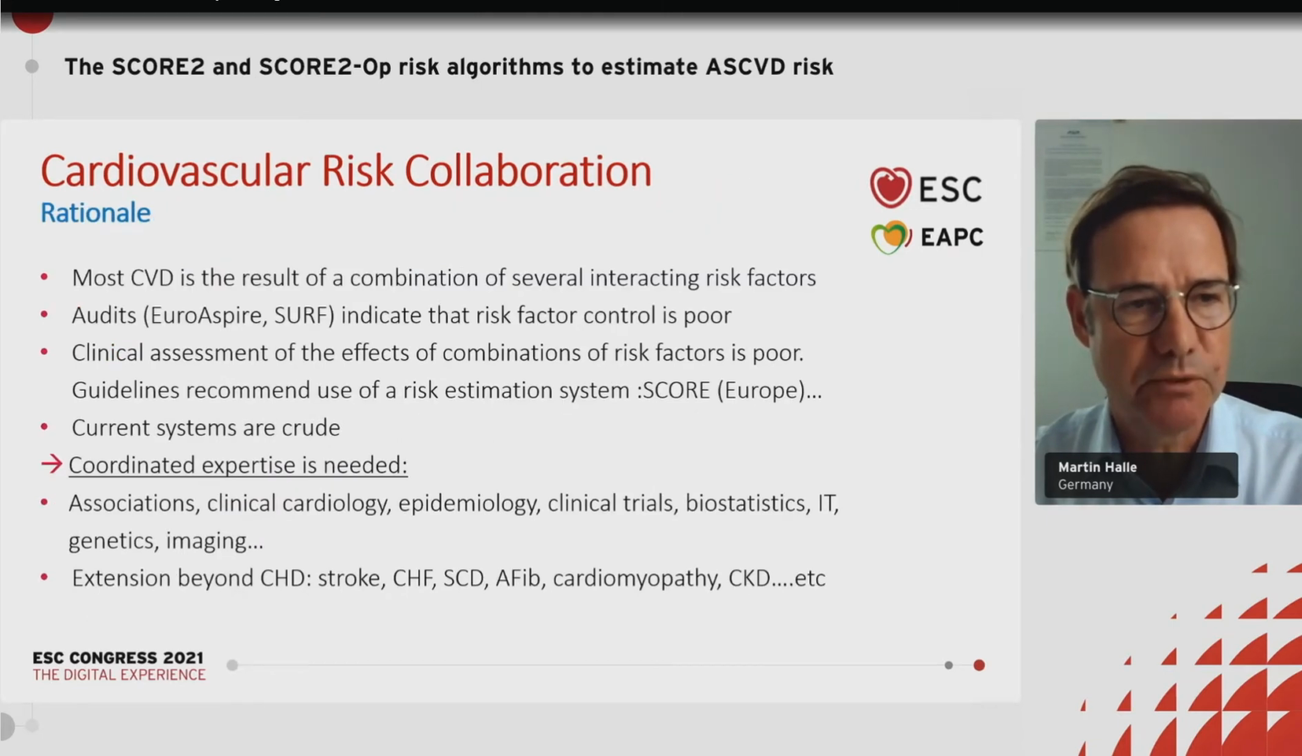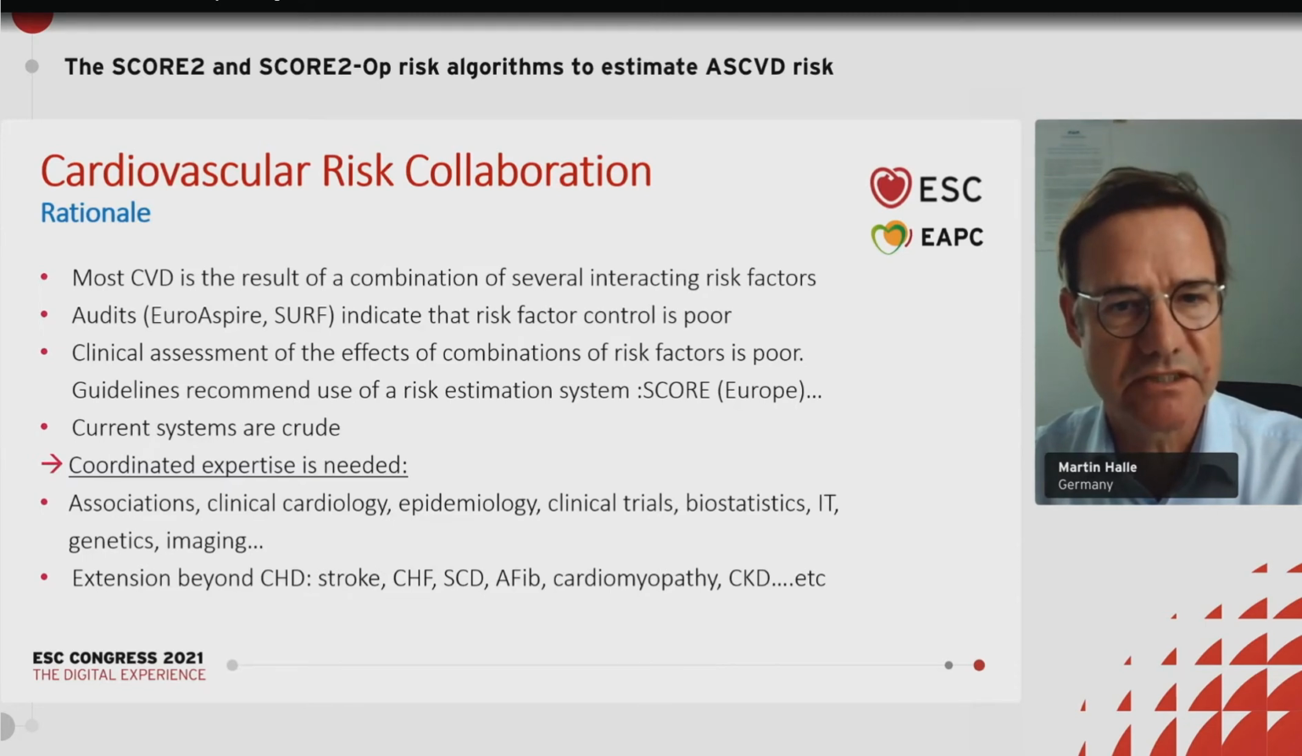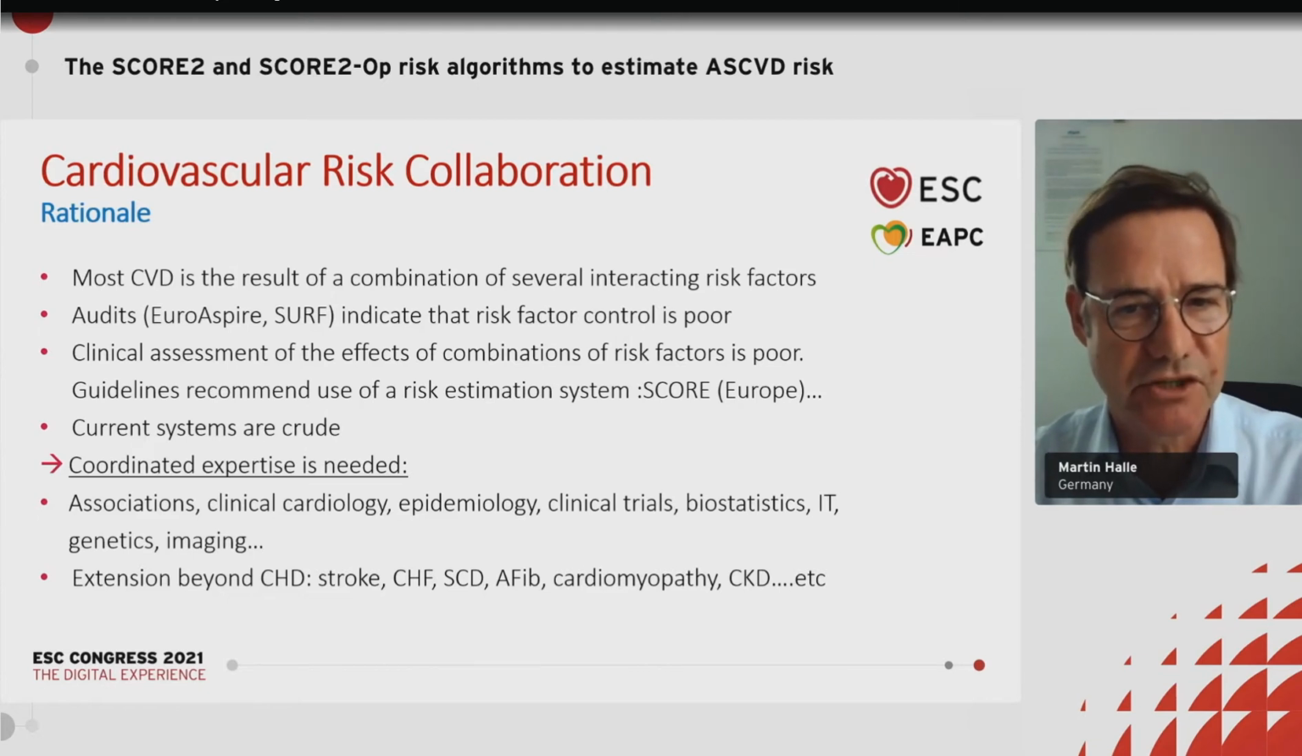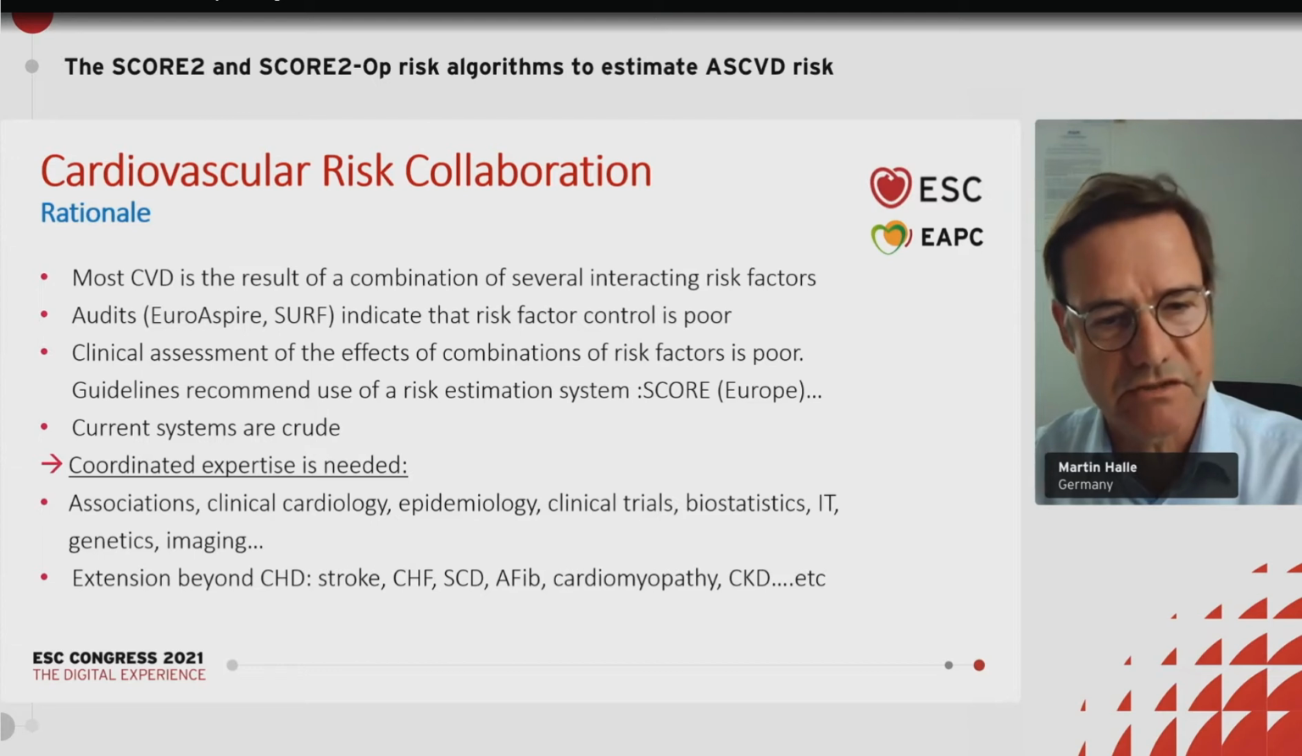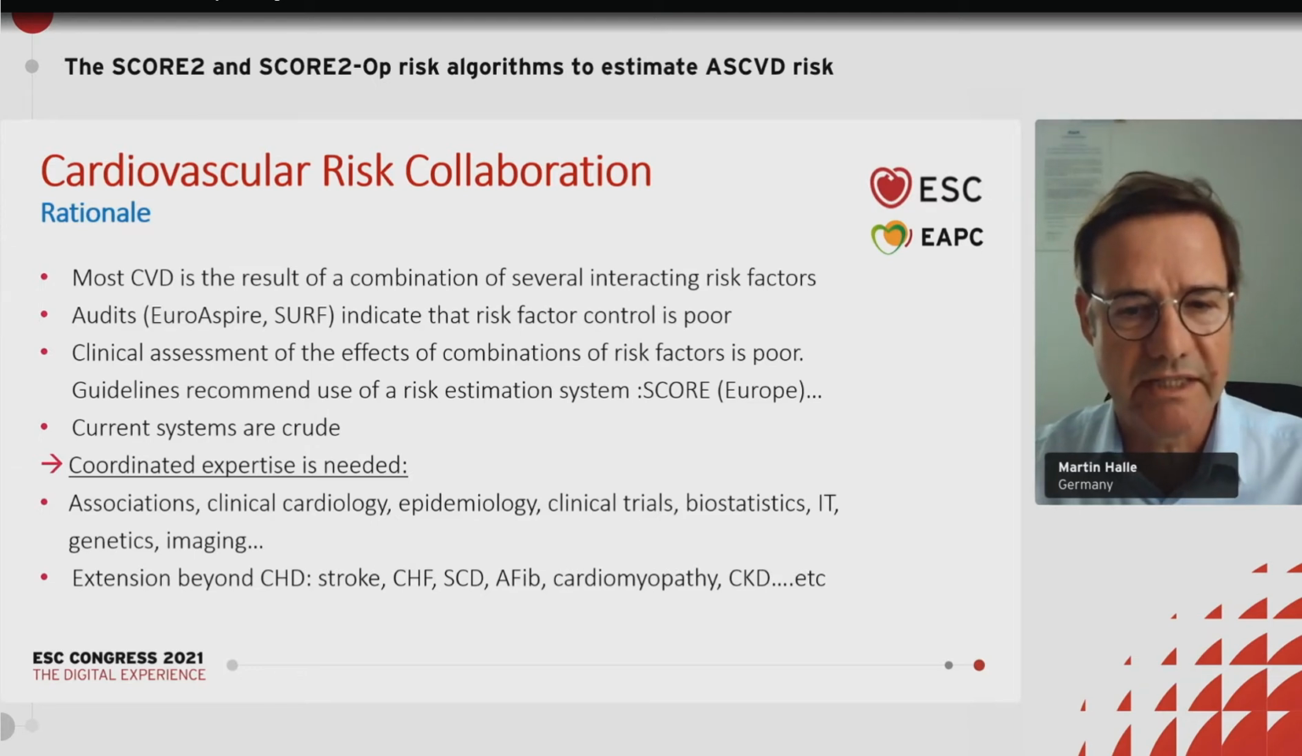The rationale, as I pointed out, is that most cardiovascular disease is the result of a combination of risk factors. We know, though, that current systems are crude. Audits have shown that risk factor control is poor, so we have to develop something more than that. Coordination of expertise is needed among different stakeholders, particularly in cardiology: the associations, clinical trial experts, IT, genetics, imaging experts, and so forth.